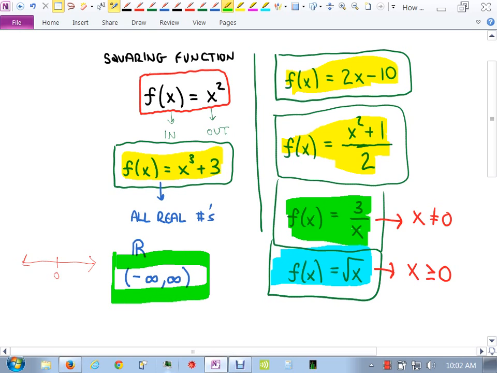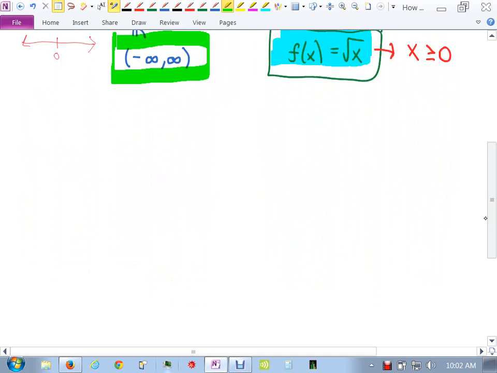And wouldn't the top two on the right also be all real numbers, right? These two, though, we would have some restrictions. Okay. You all right with this? So let's practice some of these now, some domain problems. Let's find the domains.